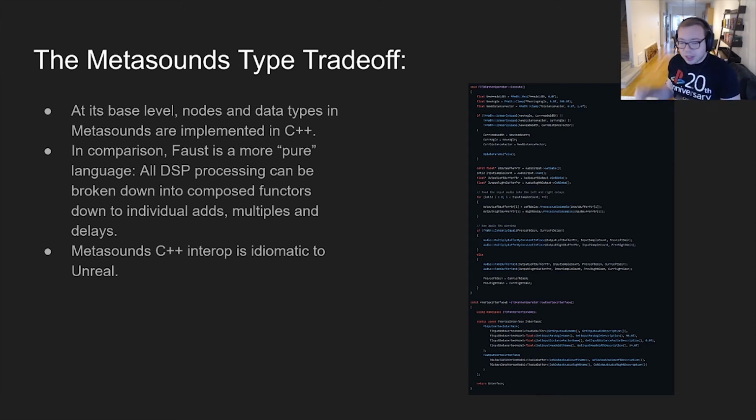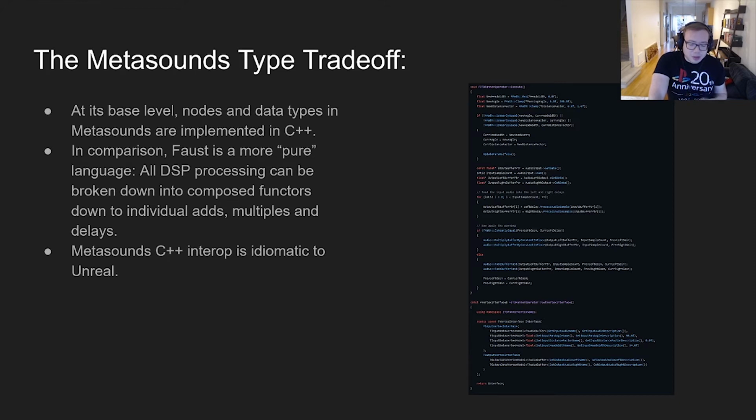compared to something like Faust, where all these objects that you're using and reusing in the library are actually macros. They're systems that can then be broken down into smaller macros until at the very lowest point it's all adds, multiplies, and delays. So in that sense, Faust is a really pure signal processing language. Metasounds is much more impure, because the library is ostensibly implemented in C++. This was a deliberate trade-off, and it was worth it for Metasounds.